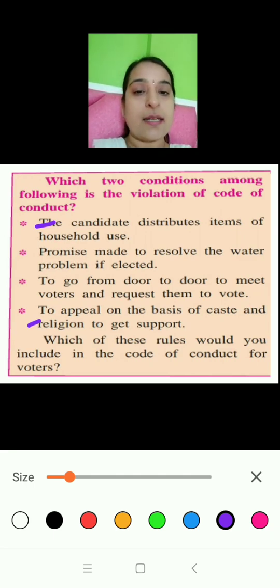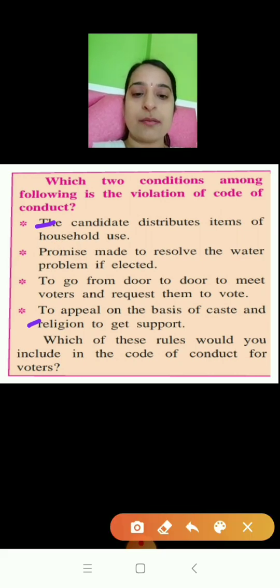See, next, second and third, it is okay that when they go for an election campaign, they promise the people that whatever problems are there, they will solve their problems. That is okay. They go from door to door to meet the voters and request them to vote. That is also okay. But the first one and the fourth one, it is not at all correct. It is totally a violation of the code of conduct. Yes, my dear students, understood up till here?